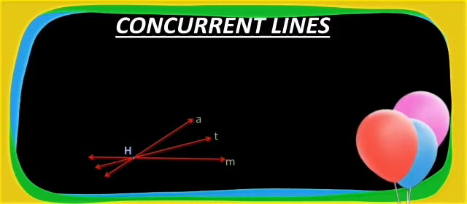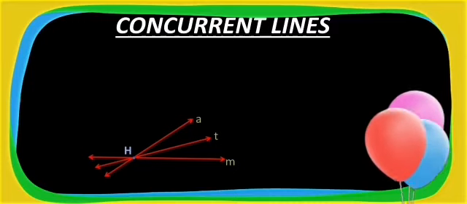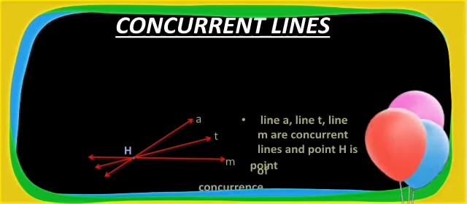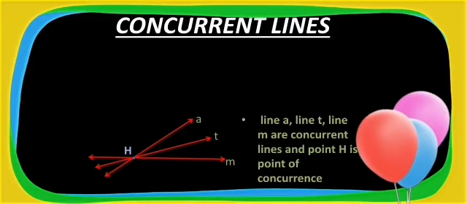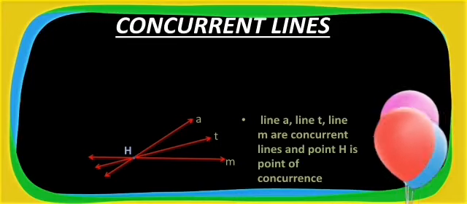So from this diagram we have to understand the definition of concurrent lines. How will you describe concurrent lines? Presently line A, line T and line M are concurrent because they pass through the same point, that is H. And from this description we will make the definition.